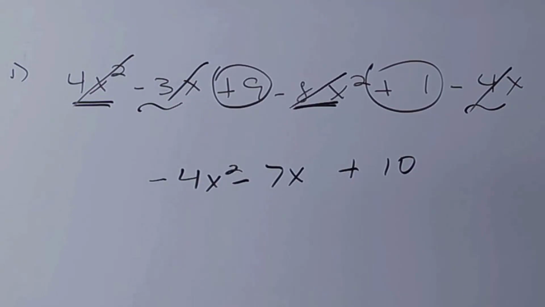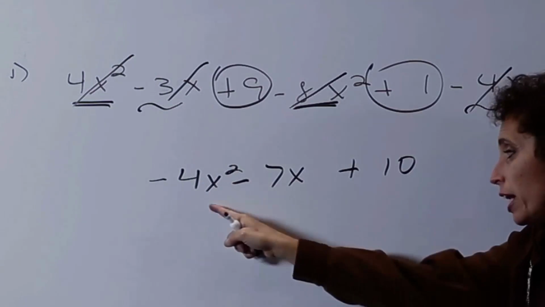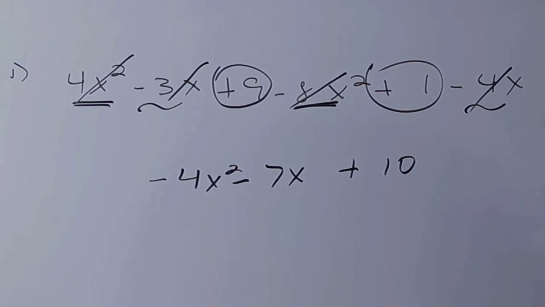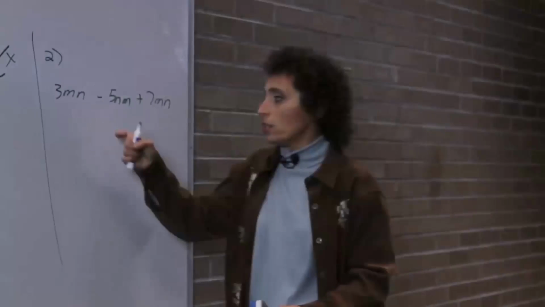All right. And that's it. I'm done. I cannot combine these because these are not like terms. X squared is not the same as x. It's not the same variable factor. Let's look at this one.